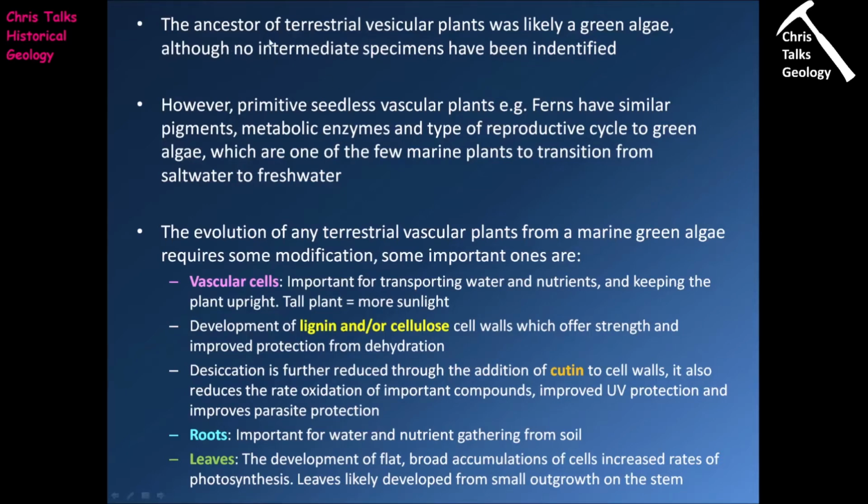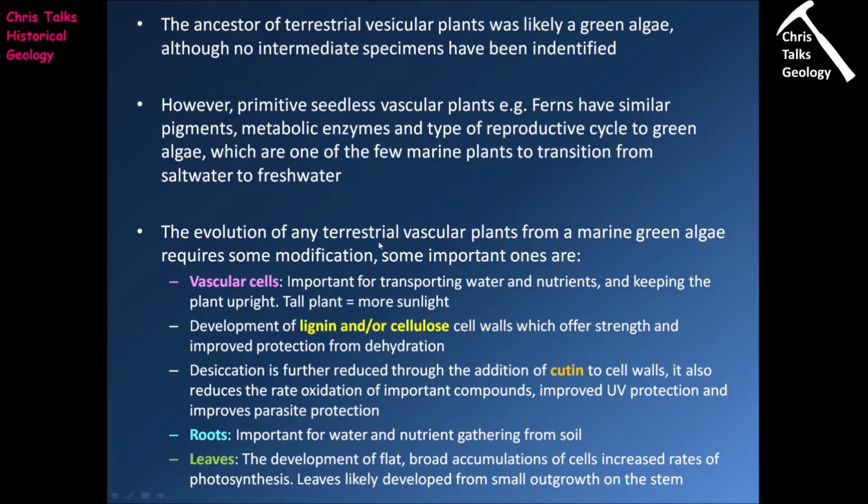So the ancestor of terrestrial vascular plants was very likely green algae, although once again, no intermediate species have been identified. We don't have this kind of intermediate organism that sits between green algae and vascular plants, so we need to bear that in mind. However, primitive seedless vascular plants, so something like ferns, have similar pigments, metabolic enzymes and types of reproductive cycles to green algae, which is a good, strong indicator that they are probably related. Green algae is also one of the few marine plants that has successfully managed to transition from saltwater to freshwater environments, another good indicator that there is a probable relationship there.